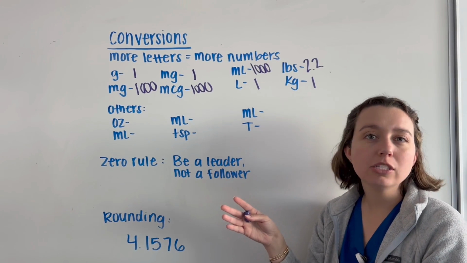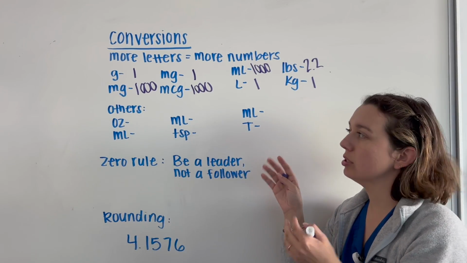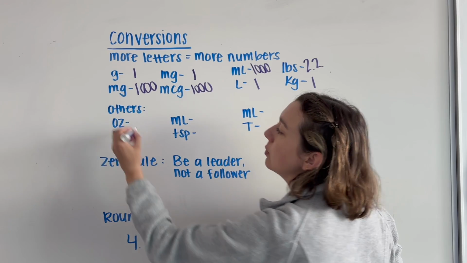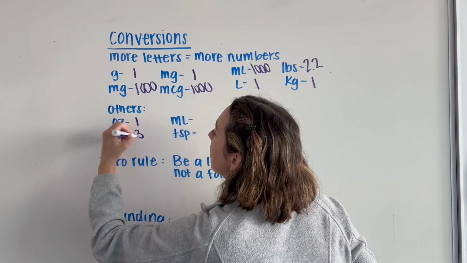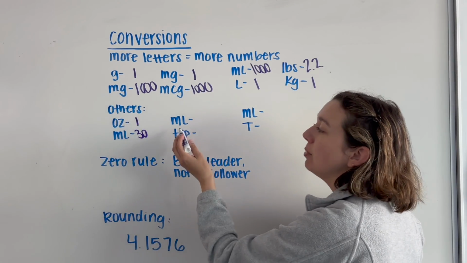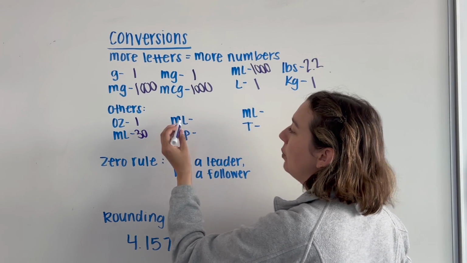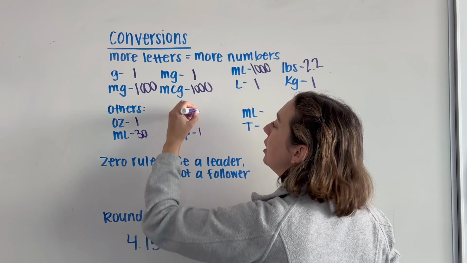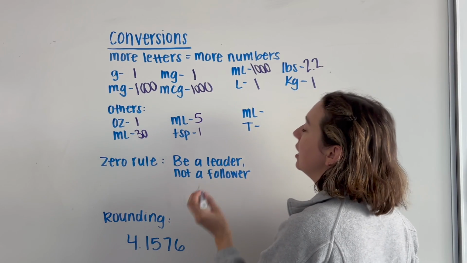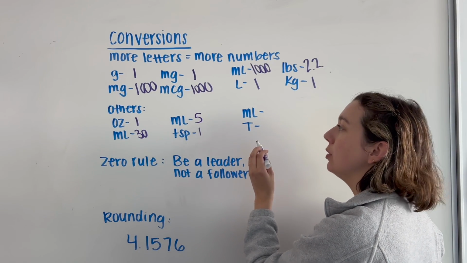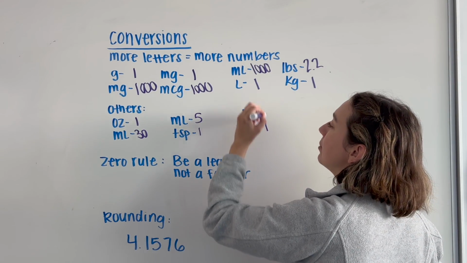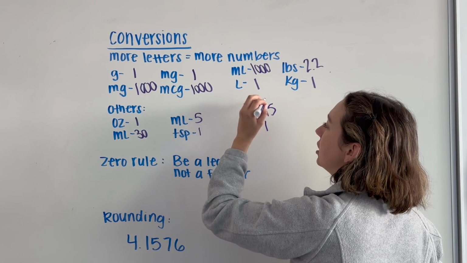Here's the other ones. They're conversions that we need to know, but they don't really follow these rules. So for ounces to milliliters, we have 1 ounce equals 30 milliliters. And then for milliliters to teaspoon, we have 1 teaspoon equals 5 milliliters. And then for milliliters to tablespoon, we have 1 tablespoon equals 15 milliliters.